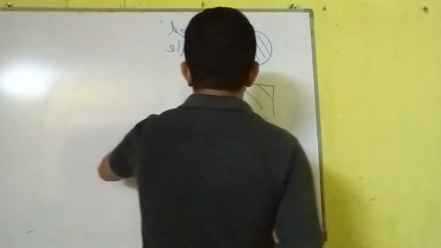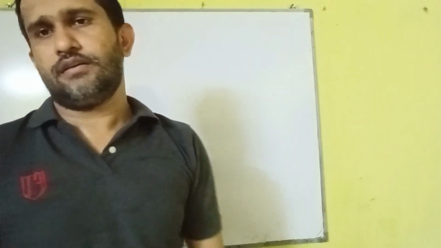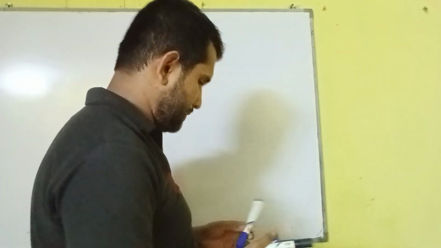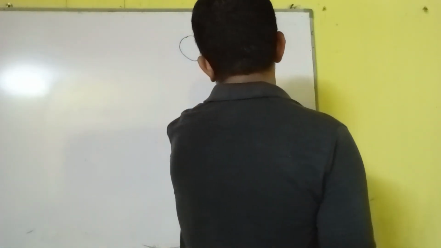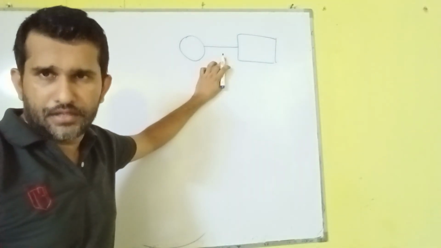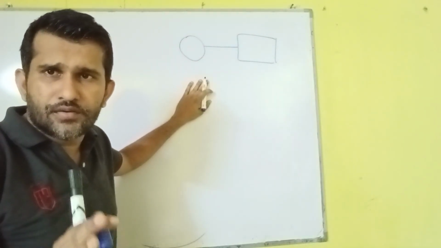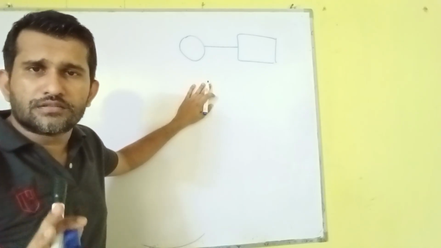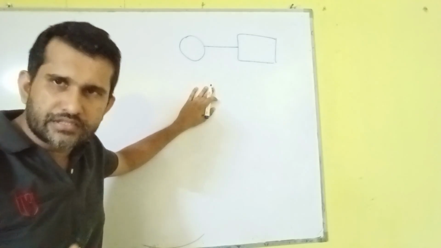How to show a mating? When there is a line connecting a female and a male, that is showing a mating. So this line is showing a mating. Using these basic features, we are going to draw a pedigree diagram, and then I'll explain how to identify whether it is dominantly inherited or recessively inherited.